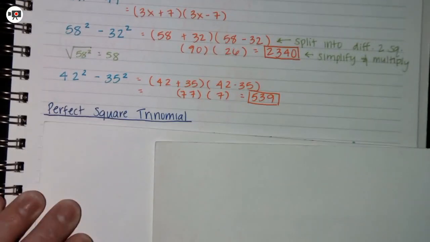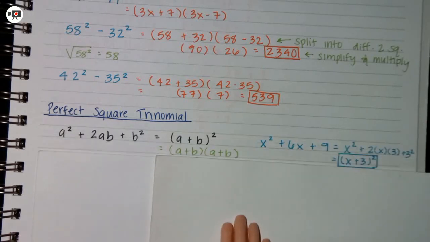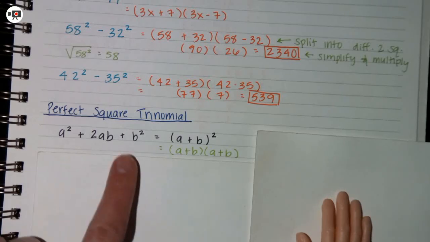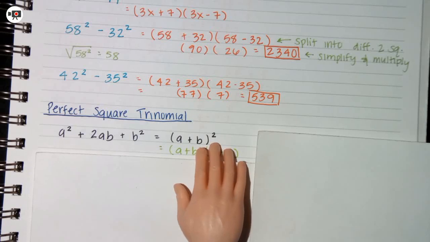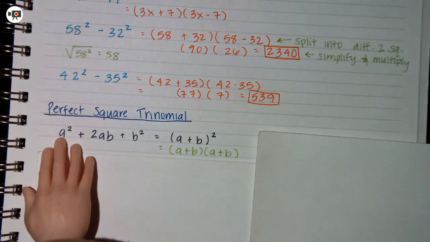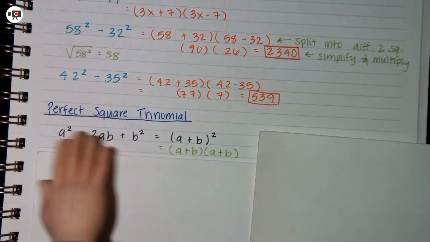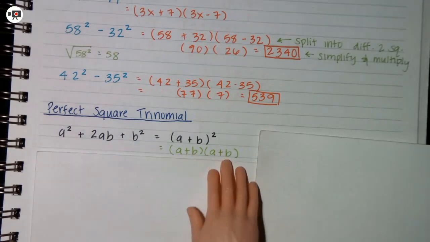Now we have a perfect square trinomial. So we have 3 terms instead of 2. In this case, I would have a squared plus 2ab plus b squared is a plus b squared. So you look and see perfect squares, and is the middle term 2 times a times b? So this would be a plus b times a plus b.